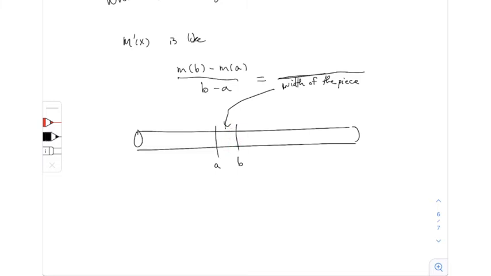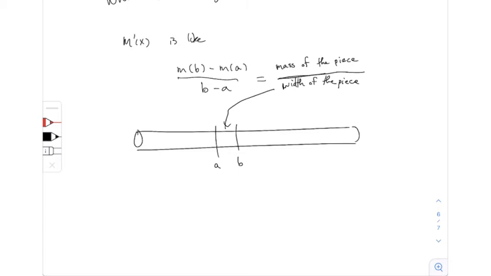So what I have here is the, I guess it's, did I say weight? I mean to be saying mass every time, it doesn't matter. Mass of, really that's the mass of that piece, right? This piece here, between a and b. So this fraction here represents the mass of that piece divided by the width of that piece.